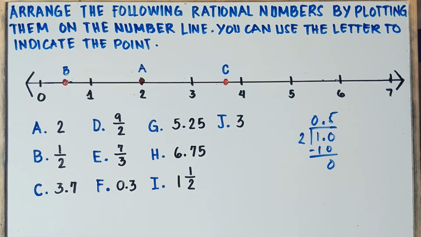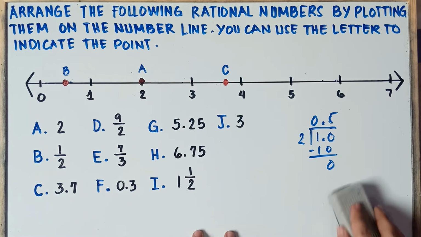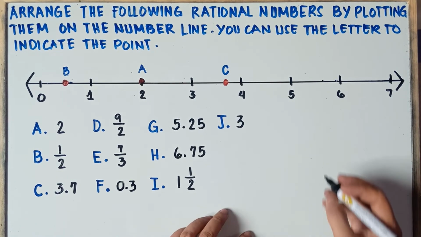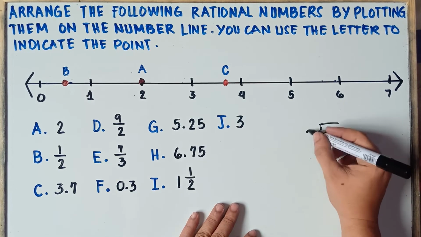Alright, and then next will be 9 over 2. Now where is that, class? 9 over 2. So it's hard for us, class, to locate if it's a fraction. Therefore, we need to convert that one into decimal. Once again, class, if it's a fraction, we need to convert that one into decimal. So simply divide 9 divided by 2.